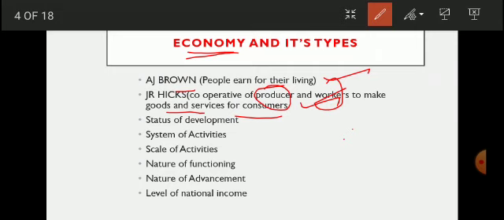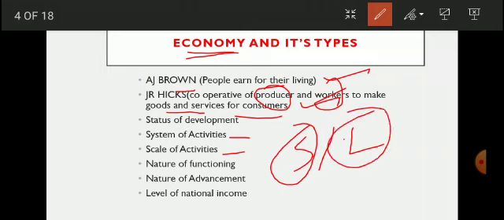So next, the system of activities: capitalist, socialist, and mixed economy. Then scale of activity: small scale and large scale. Small scale is a short period and large scale is a long period. Small scale we can take as minimum profit, and large scale is high profit.